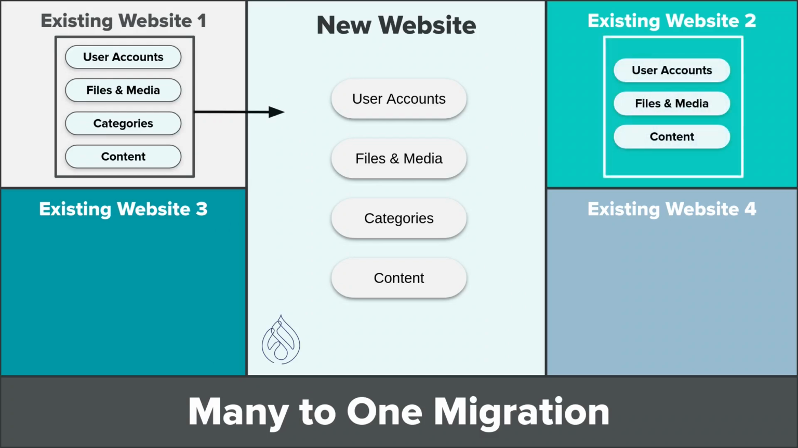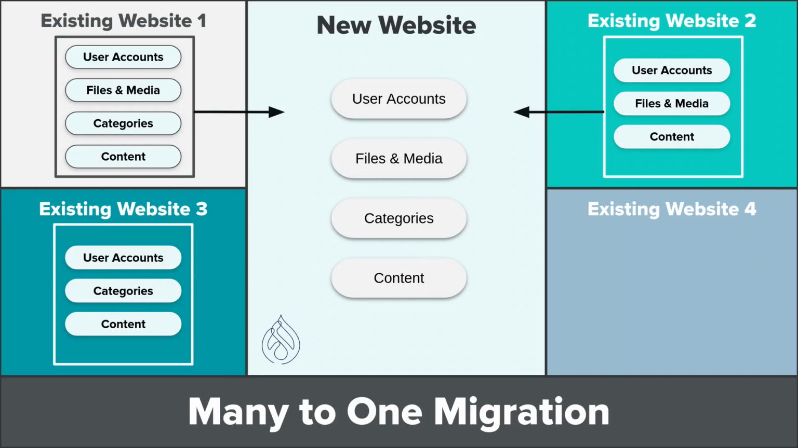Then you repeat for website 2. And in this case, we've determined that we only need to keep user accounts, files, and media and content. We're not using a taxonomy, or it's irrelevant, so we're just going to get rid of it. So we've determined that in the content audit, and then we map it to the new content model.